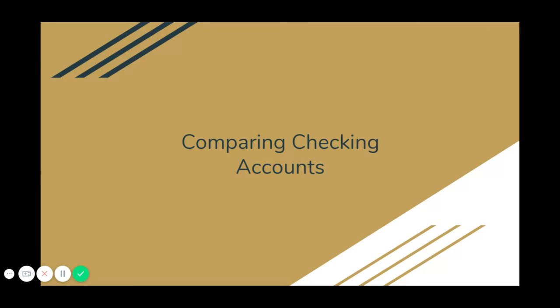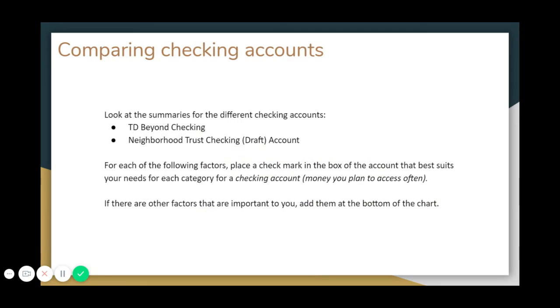All right, so now we're going to take a look at two different checking accounts. The summaries for both of these checking accounts, TD Beyond Checking and Neighborhood Trust Checking Draft Account, and the comparing checking accounts charts are found in your financial management binder, or you can go to the computer lab, download the worksheets from the Google Classroom, and print them. So take a look at the summaries for the two accounts. Neighborhood Trust is a credit union. TD Bank is a regular bank.